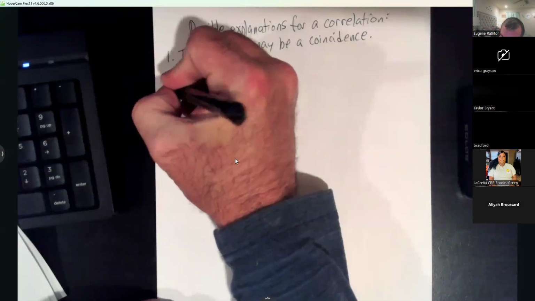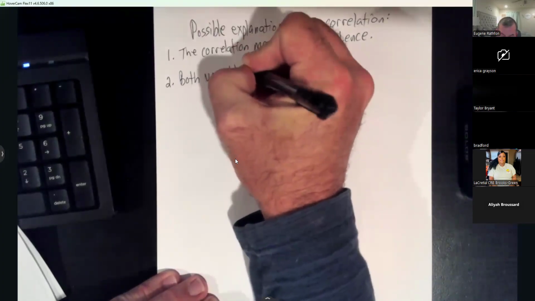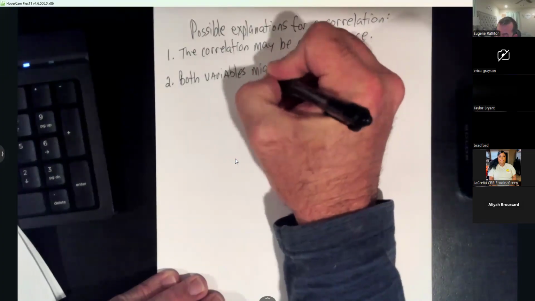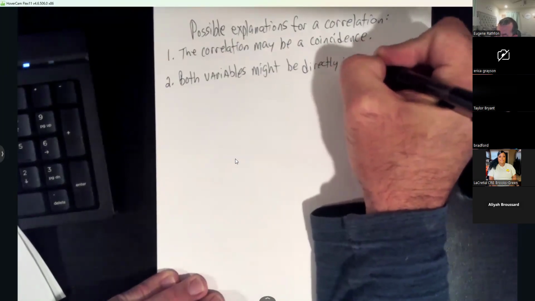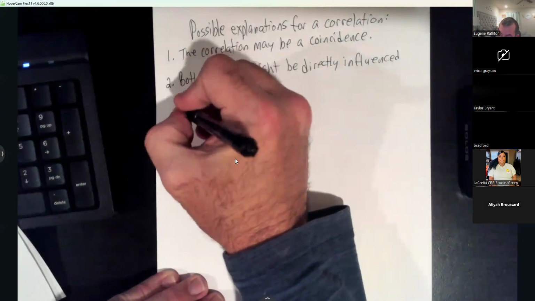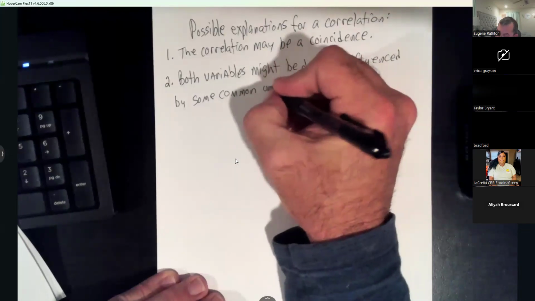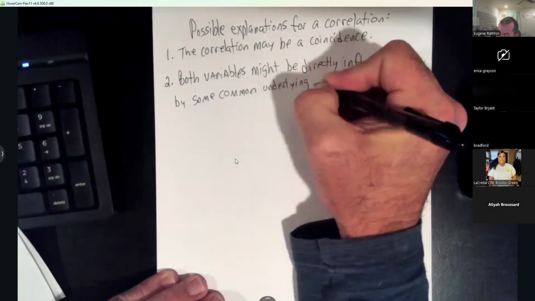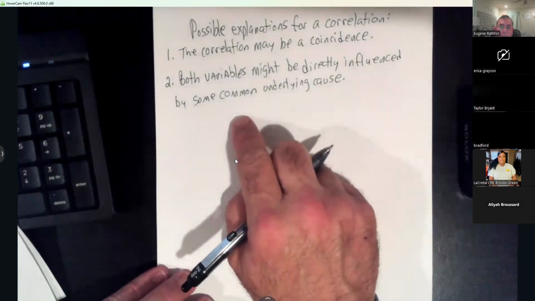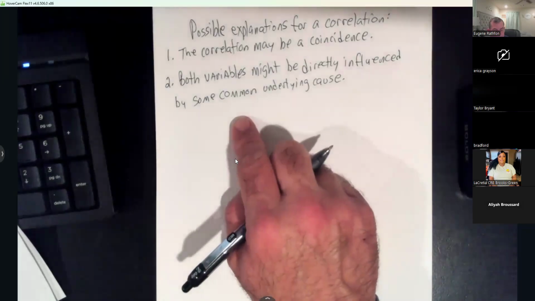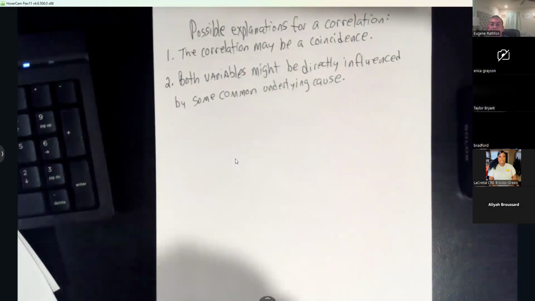All right, y'all, so let's look at number 2. Both variables might be directly influenced by some common underlying cause. Okay. So an example they had on that, when ice cream consumption is higher, there are more incidences of death by drowning.